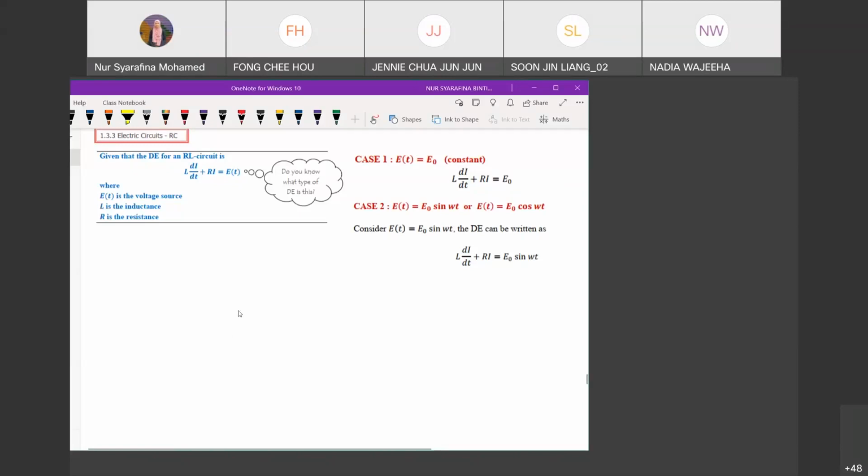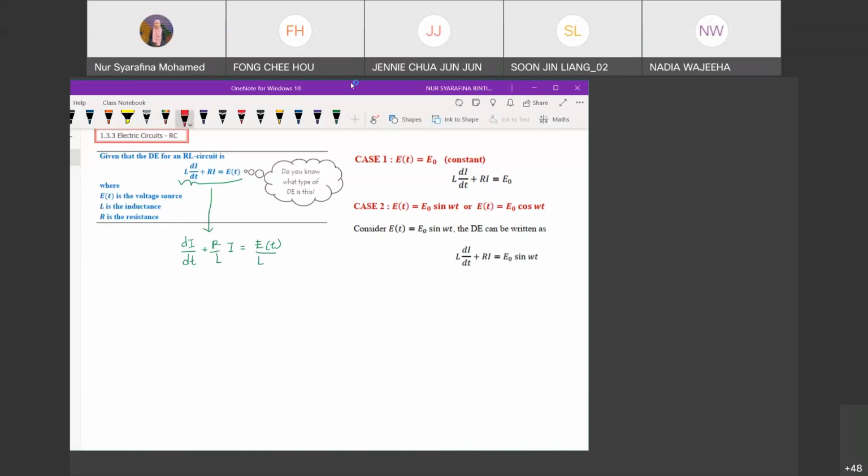So before that, what you need to justify here is, since this is linear, then you should have the coefficient of the derivative equal to 1. Means that you need to divide everything with L. Okay, so you should have this as your linear differential equation.